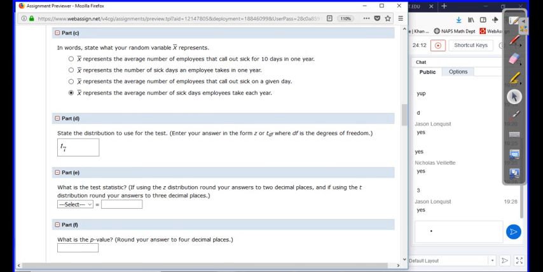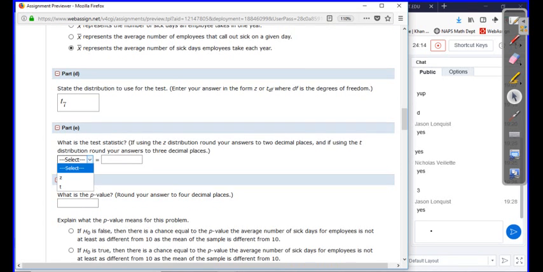So what is the test statistic? Well, our test statistic is either a Z or a T. Well, we said T above, so it's going to be T. And the T statistic, what is the test statistic? What we're looking for is the T value.